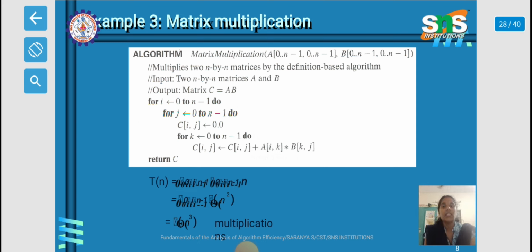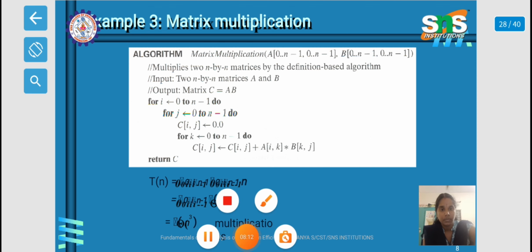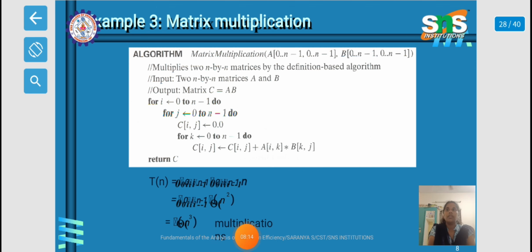Hence I into j equal to n squared. Summation n minus 1, I equal to 0, of n squared is equal to n cube. Hence the time complexity is theta of n cube.